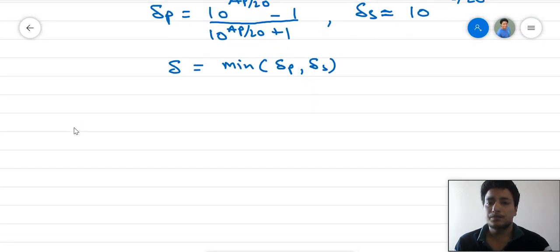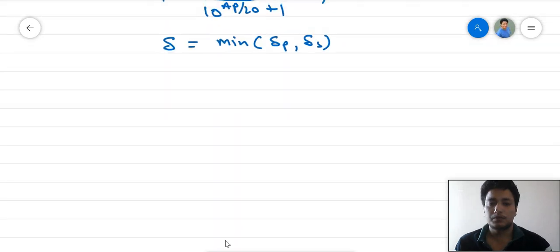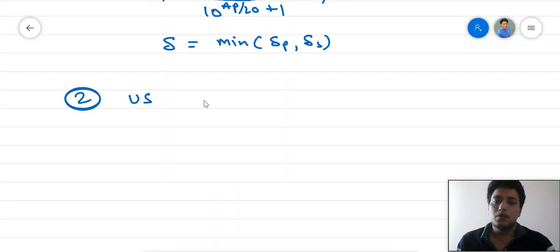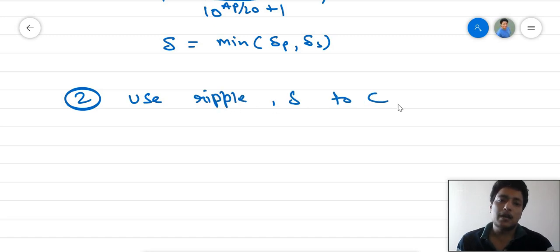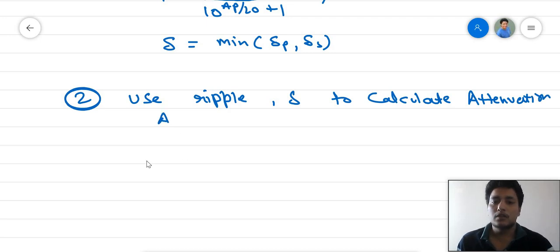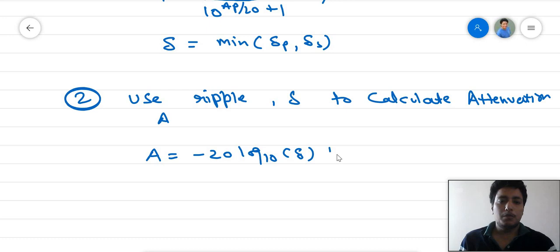Second is use ripple delta to calculate attenuation A. That is, A will be equal to minus 20 log base 10 delta, in dB.